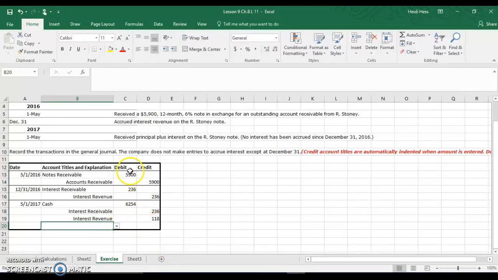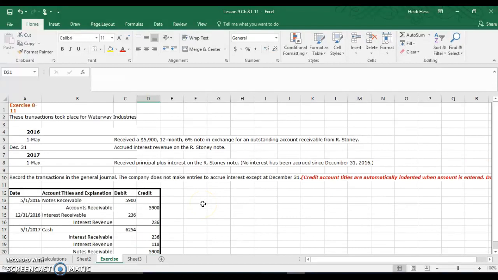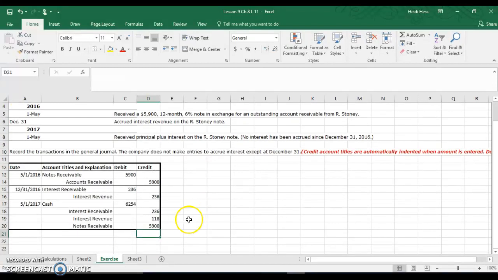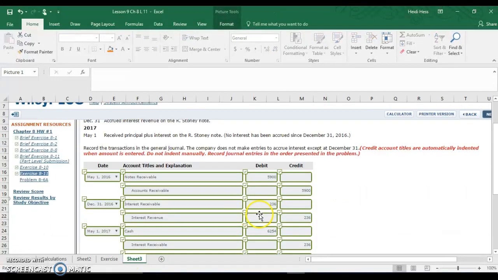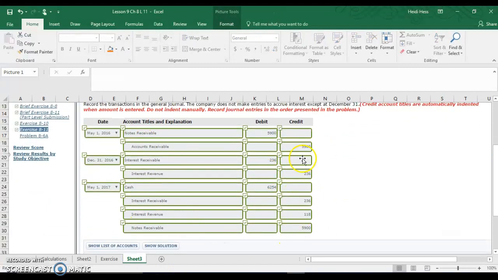And then the last thing that we need to do is actually zero out our notes receivable account. So we'll do notes receivable for $5,900. So that takes you through the exercise. I hope that makes sense to you. It did go all green for me when I submitted it, so everything's good.